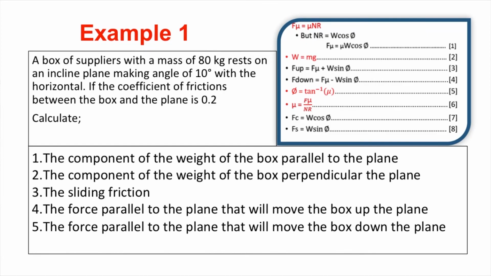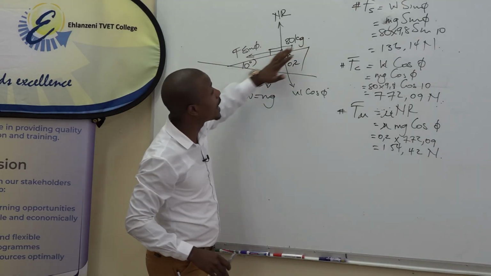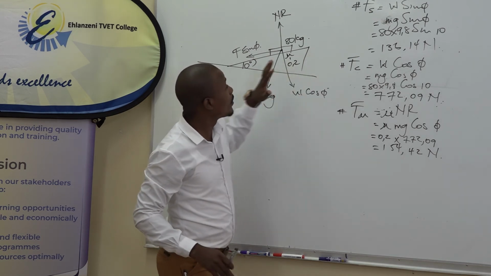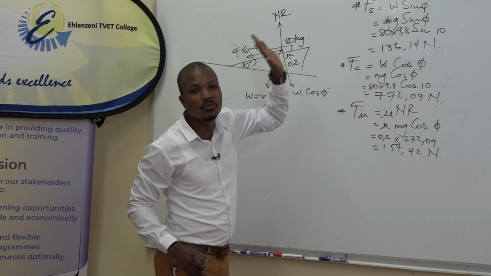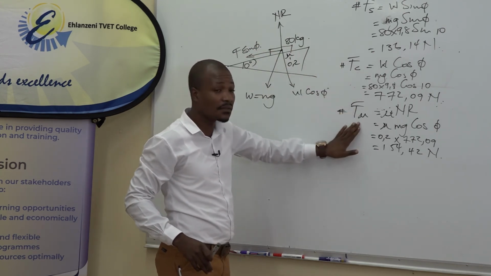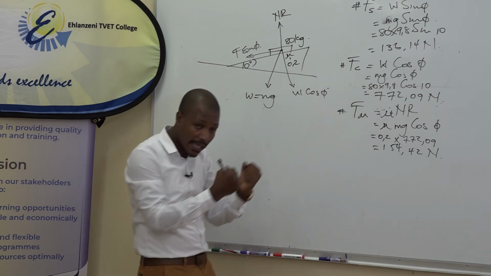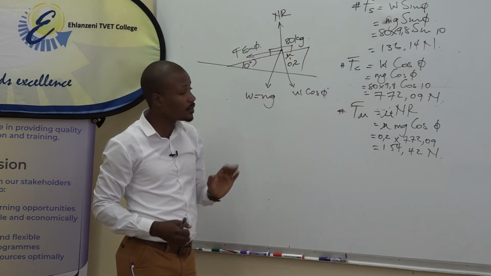Simple like that. Now, the fourth one, the force parallel to the plane that will move the box up. This box now is required to move up the plane. When the box is required to move up the plane, it means that that force should be greater than the frictional force, because in this case the frictional force will try to drag this object down. But we need that force that will move the object up.